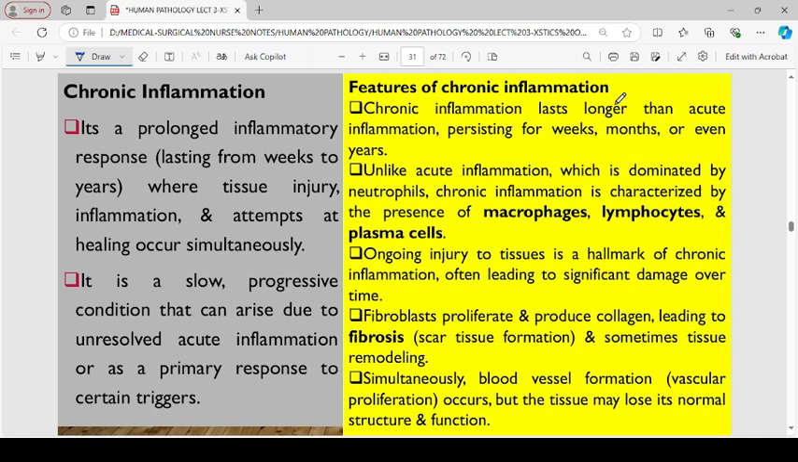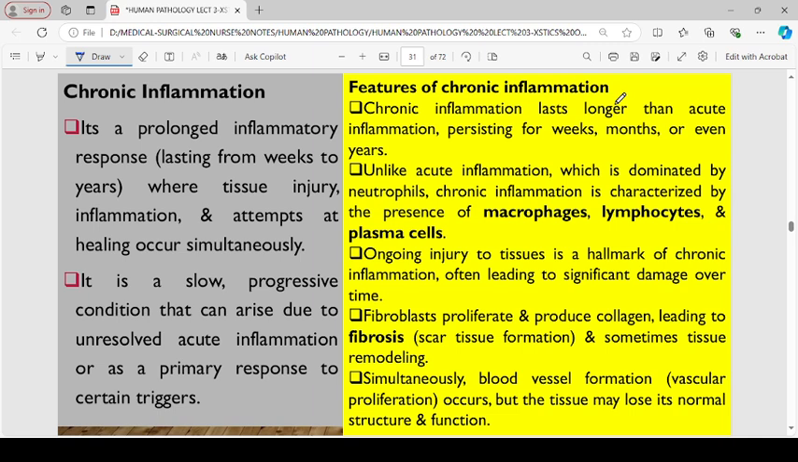So after looking at acute inflammation, we can also view chronic inflammation, which is a prolonged inflammatory response lasting from several weeks to even years. All right, and it involves tissue injury, inflammation, and attempts at healing simultaneously. It is a slow, progressive condition that can arise due to unresolved acute inflammation or as a primary response to certain triggers. So, we have some of the features of chronic inflammation.